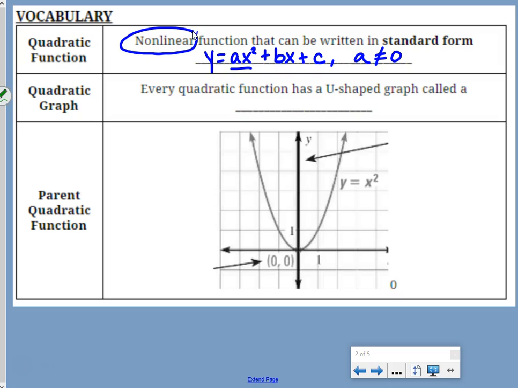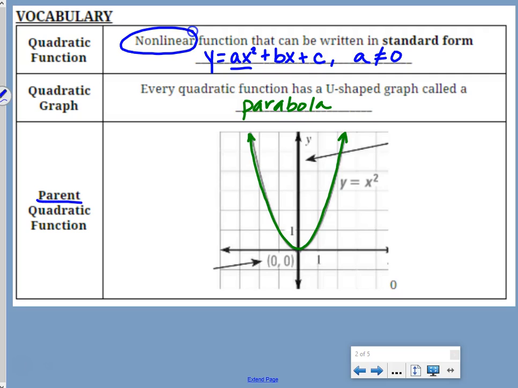Quadratic graph. Every quadratic function has a U-shaped graph called a parabola. You can see pictured below, this U-shaped graph right here, I'm drawing in green, is a parabola. So that's what we call that shape.